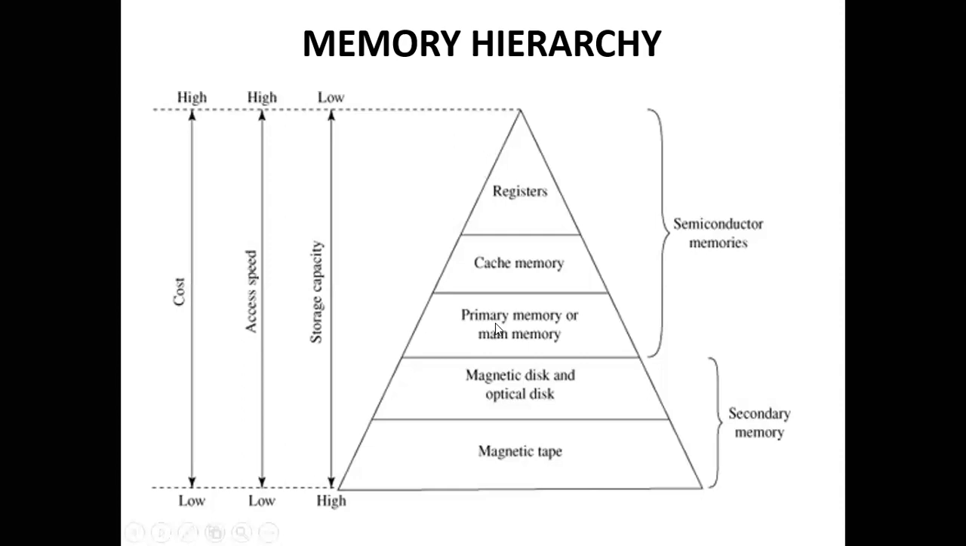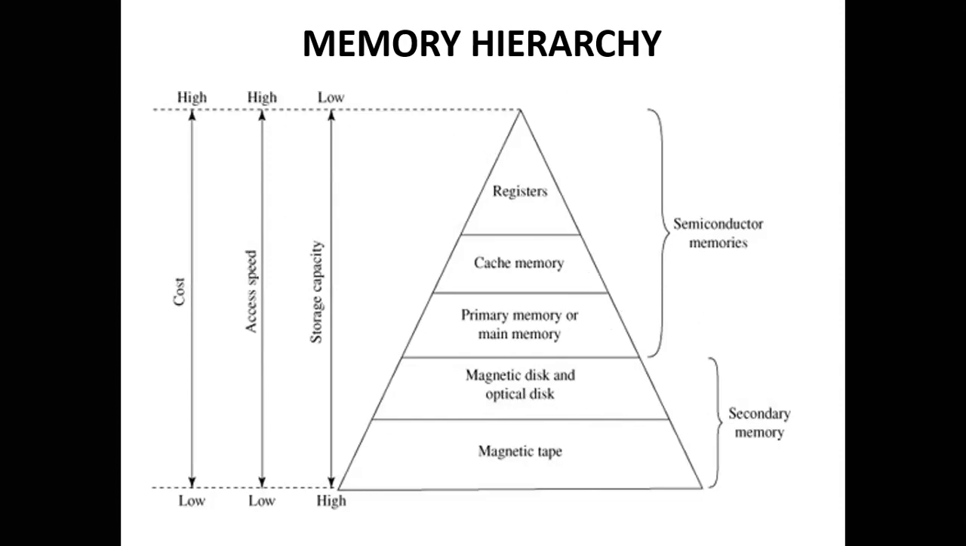Maybe the cost of 4 GB RAM is 300 or 400 kwacha. You may find that a hard disk of maybe 750 GB could be the same amount. You pay the same amount for a 4 GB RAM and a 750 GB hard disk. If you compare the capacity, this one actually has a bigger size. But because it's much slower, even the cost is lower. So this hierarchy represents memory in terms of the cost, in terms of the access speed, and in terms of the storage. And this is how they are organized in the computer.